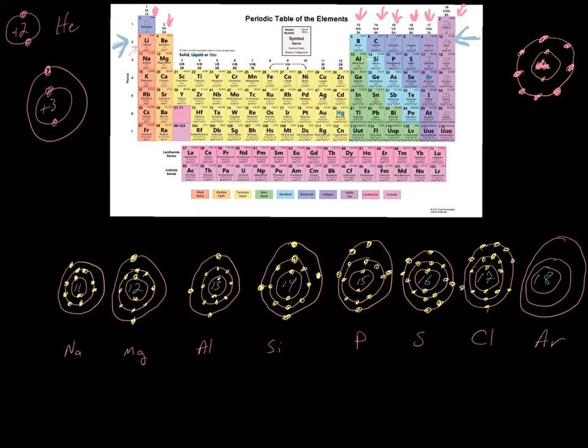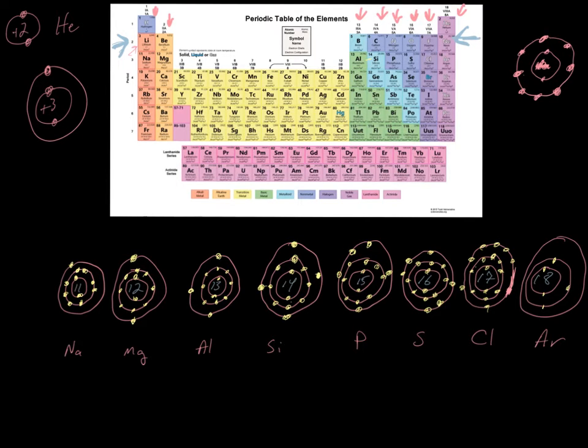So let me erase this extra one, so let's get rid of that. Let's count again. I got 17 total, 7 in the outer shell. I put an extra one. All right. And of course, with argon, you have all 18 filled in.